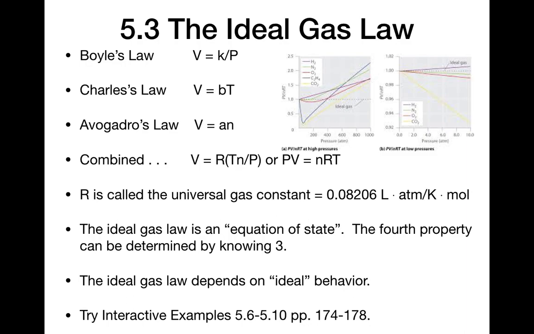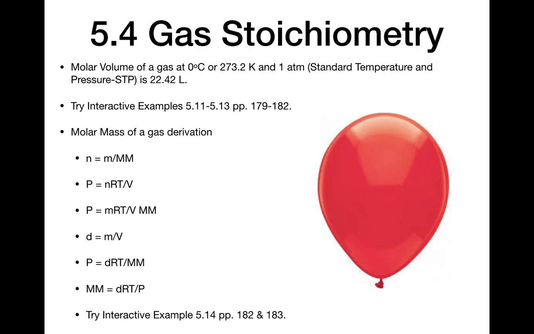Interactive examples 5.6 through 5.10 illustrate the use of the ideal gas law, or the combined gas law, PV equals nRT, which is a combination of Boyle's, Charles's, and Avogadro's laws into a single gas law called the ideal gas law. The ideal gas law can be used to find moles, and since you can find moles with the ideal gas law, you can use it in stoichiometry problems. So simply use the information in the problem to solve for moles, or use the moles that you get from the third step to solve for some other property like pressure or volume in the fourth and final step of an ECMS gas stoichiometry problem.